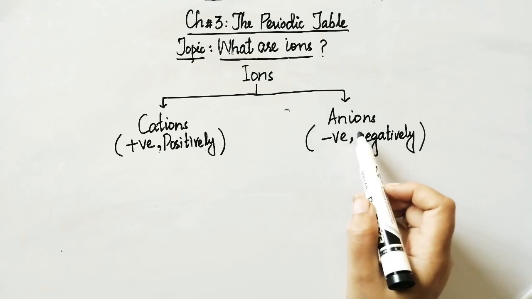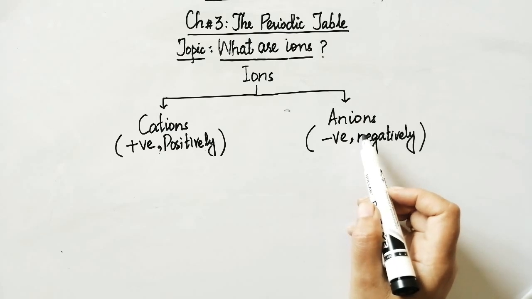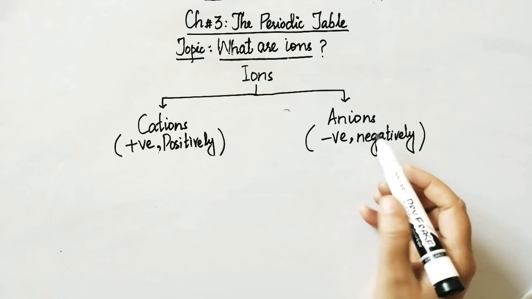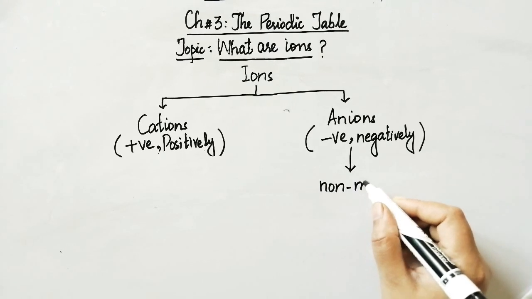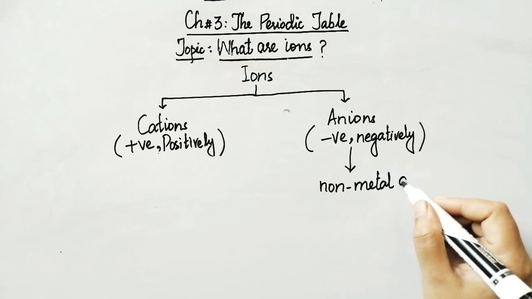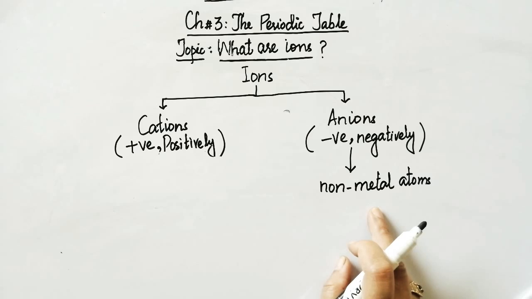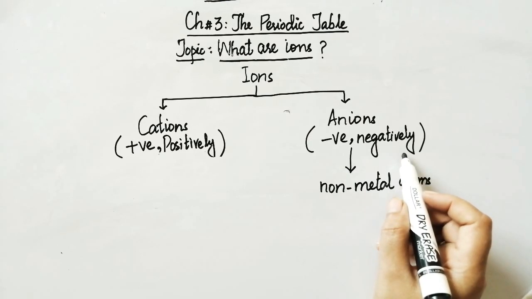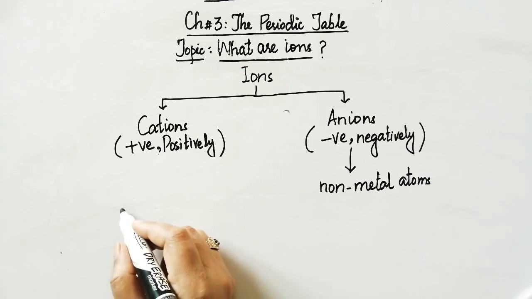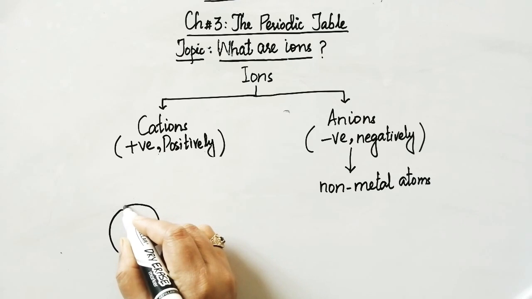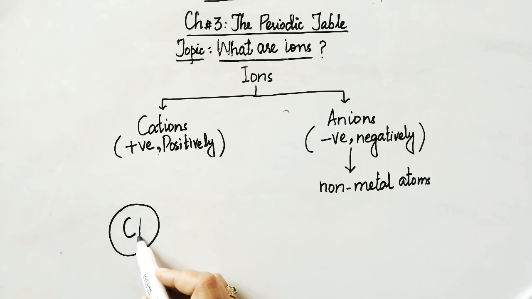In order to explain anions, the next example which will be represented here is a non-metal atom. So anions are actually formed from the non-metal atoms. How do these non-metal atoms become a negatively charged anion or ion? For this purpose, the example is the chlorine atom. The chemical symbol of chlorine is capital C and small l.